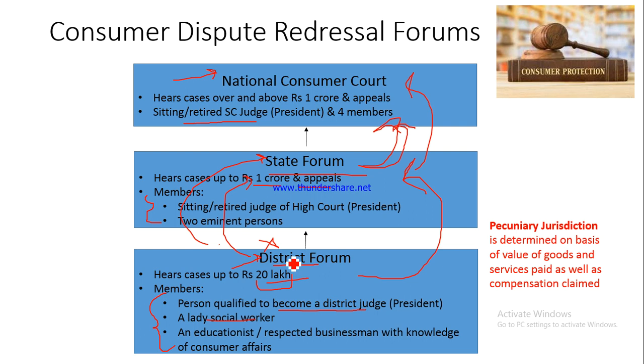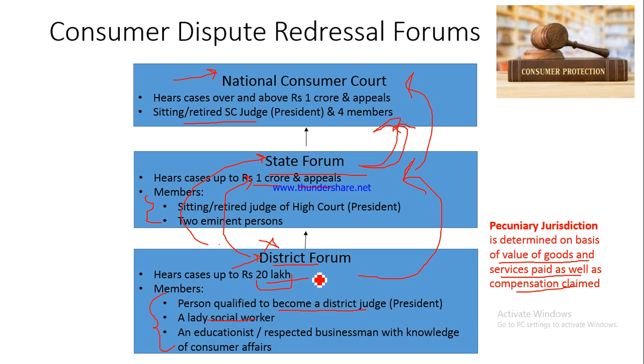Now, this amount, whether it is 20 lakhs or 1 crore, is determined on the basis of the value of goods and services paid as well as the compensation claimed. Please understand, this is not just the value of goods and services, but it also includes the compensation which has been claimed. I'll give an example.